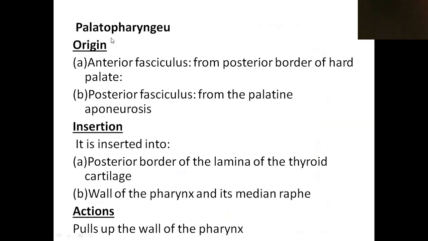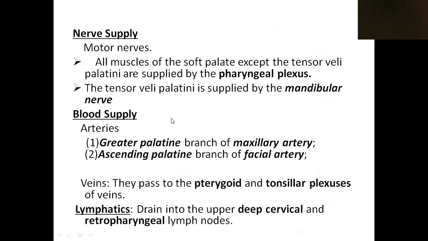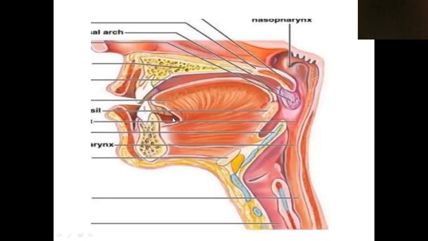Then palatopharyngeus muscle. It has two bundles or two fasciculi. Fasciculus means bundle. Anterior fasciculus or anterior bundle and posterior fasciculus or posterior bundle. Anterior fasciculus arises from the posterior border of the hard palate. Posterior fasciculus arises from the palatine aponeurosis. See, anterior fasciculus arises from here, the posterior border of the hard palate. Posterior fasciculus arises from the aponeurosis, which comes here in this posterior part.